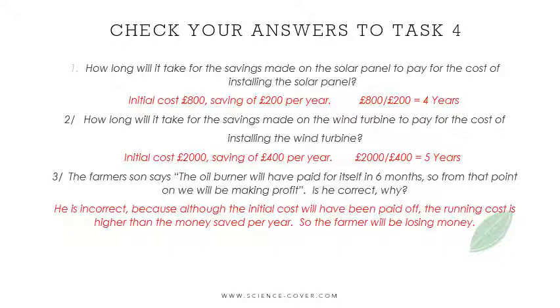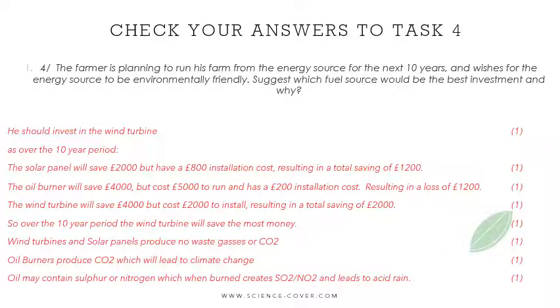Farmer's son says the oil burner will have paid for itself in 6 months, so from that point on we will be making profit. Is he correct? He's incorrect, because although the initial cost will have been paid off, there's a running cost, which is much higher than the money saved per year, so the farmer will actually be losing money. Question 4. The farmer is planning to run his farm from the energy source for the next 10 years and wishes for the energy source to be environmentally friendly. Suggest which fuel source would be the best investment and why.